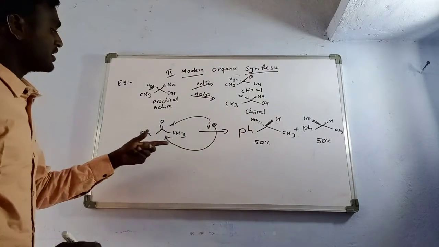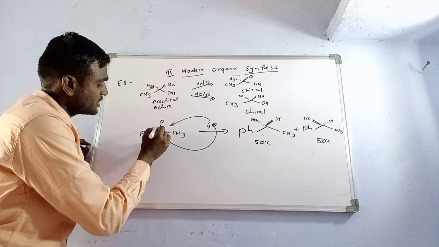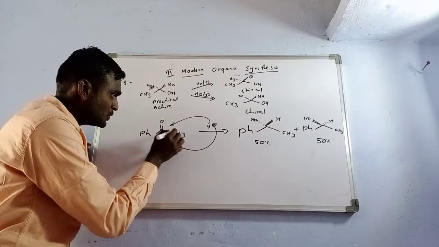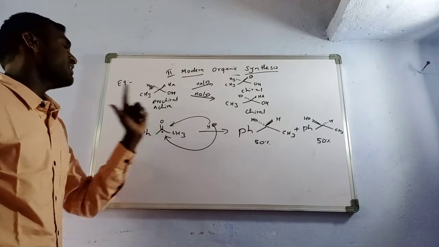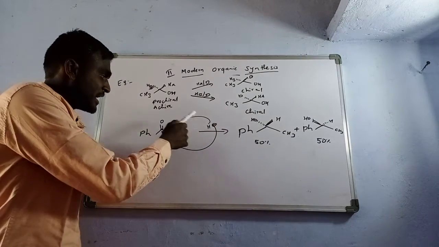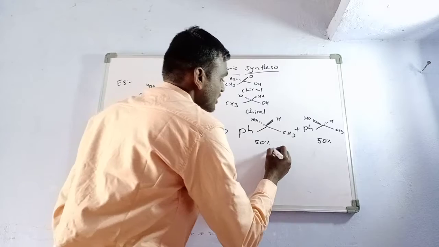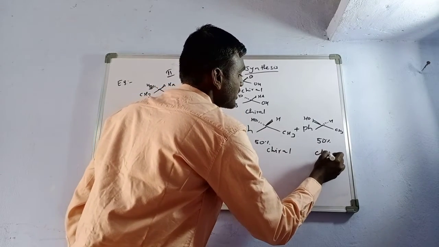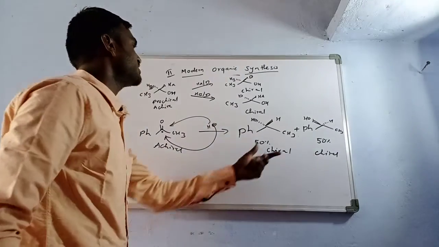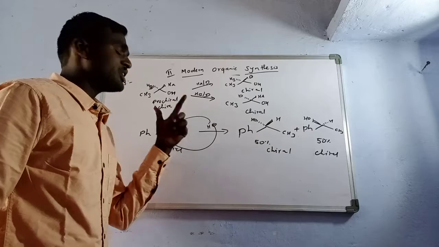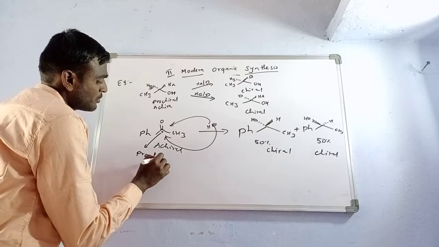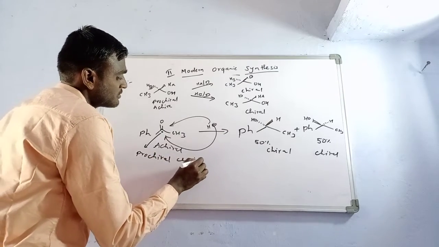So see here, in this first molecule, the carbon is attached to three different groups. But whenever the nucleophile, that means the hydride ion, acts on this carbonyl, it becomes a chiral molecule. So these two are chiral molecules. So achiral becoming chiral in a single step is known as prochiral. A prochiral molecule will have a prochiral center.